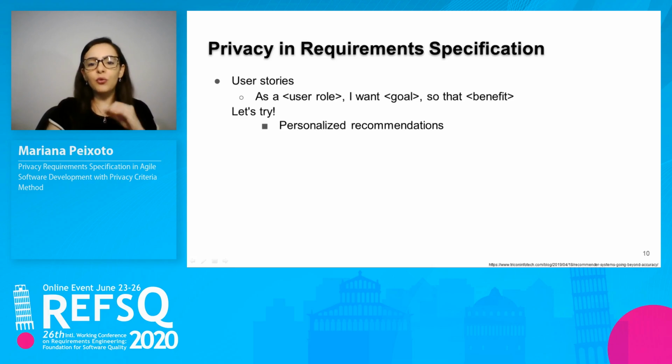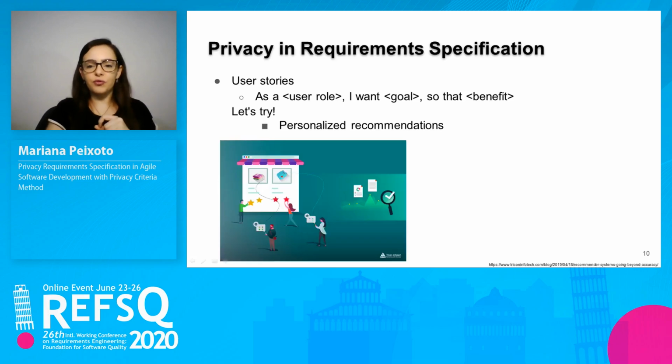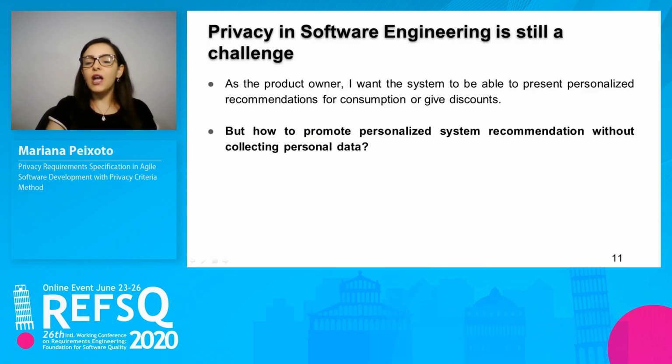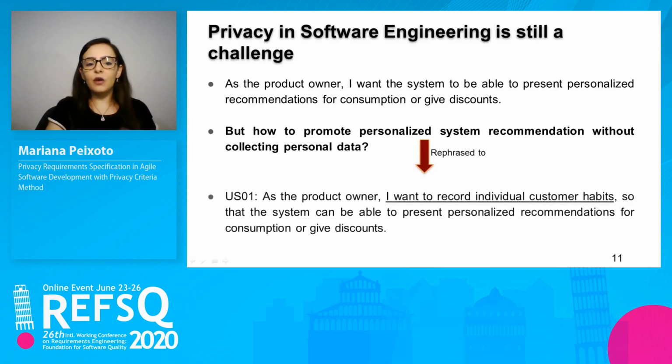Let's try to personalize a recommendation system. With this description, as the product owner, I want the system to be able to present personalized recommendations for consumption or give discounts. But how to promote a personalized recommendation system without personal data? Let's rephrase it to: I want to record individual customers' habits. Now we are thinking about personal data, personal information.